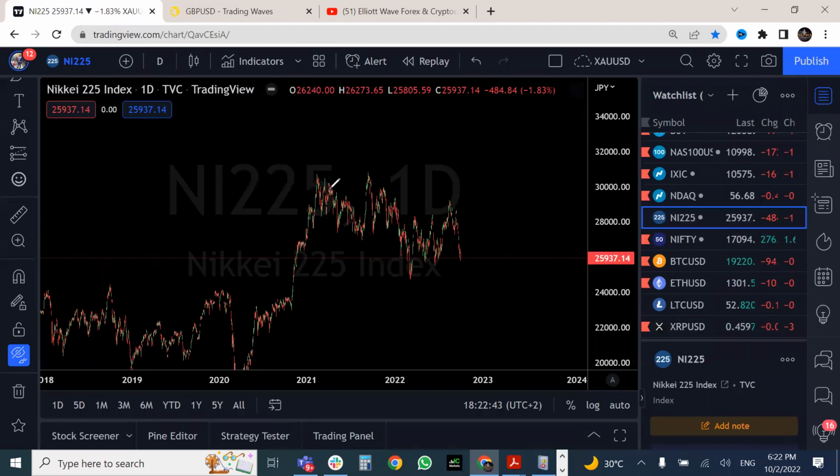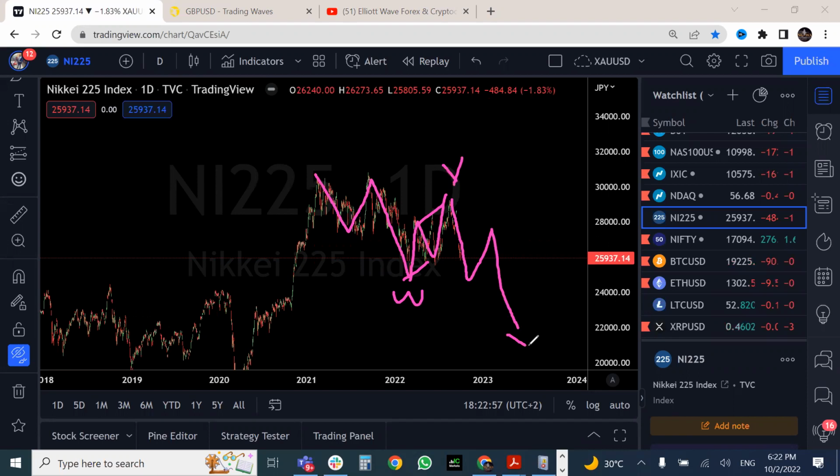Nikkei, simply making this structure. So that's 1, 2, 3 there, 1, 2, 3 and there. And then we're expecting simply 1, 2, 3 as well. WXY corrective structure. So bearish on the indices, as you can see.